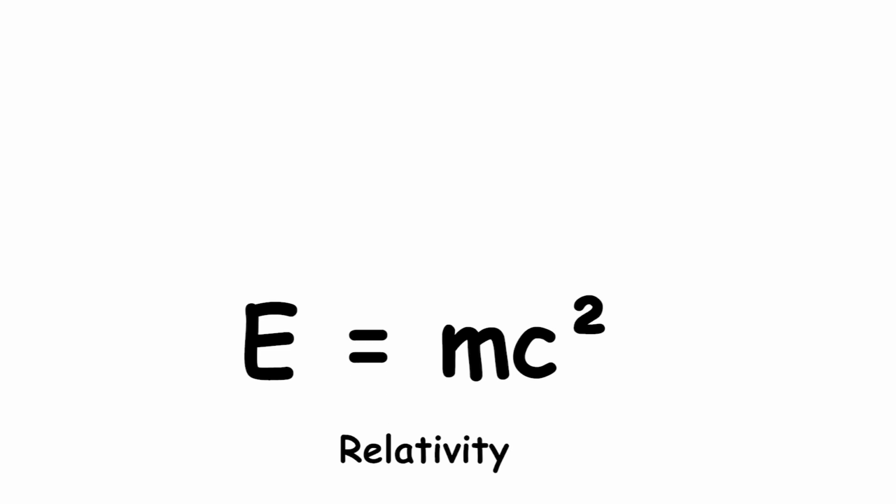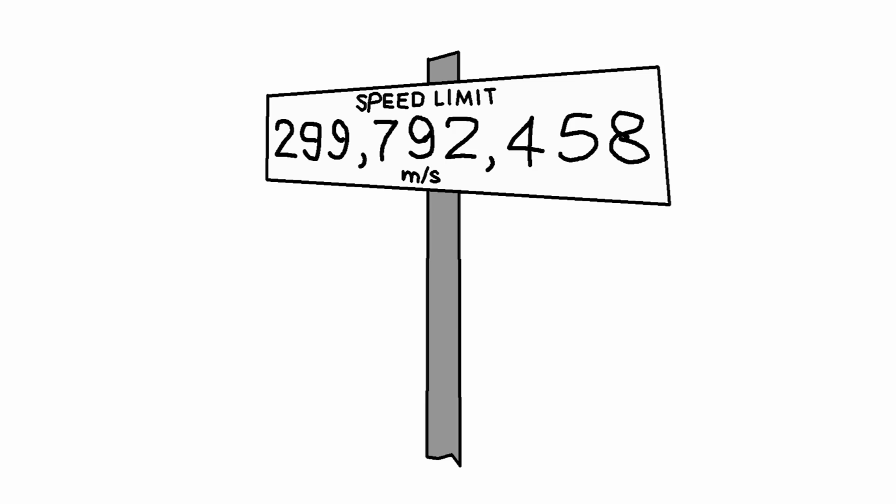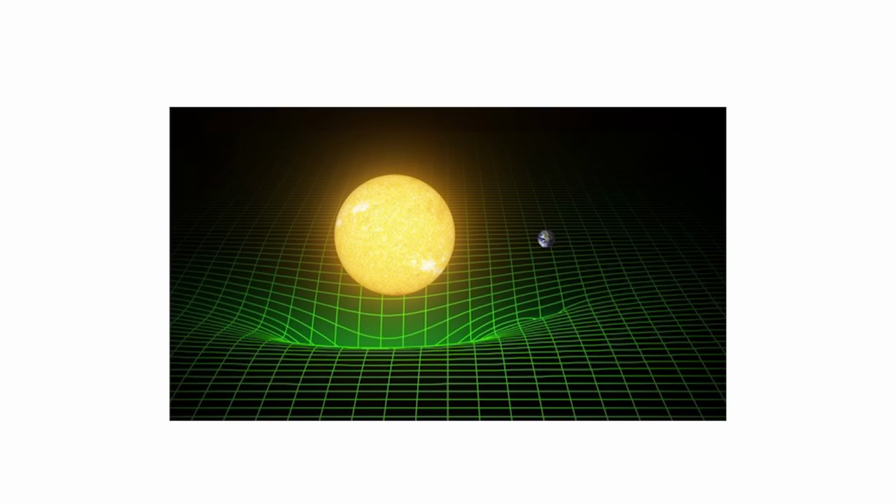Relativity. Albert Einstein changed physics forever with his theories of relativity. Special relativity showed that matter and energy are equivalent, E equals mc squared, the speed of light is a universal speed limit, and time passes differently for people moving at different speeds. And general relativity showed that gravity is caused by the curving and folding of space and time.